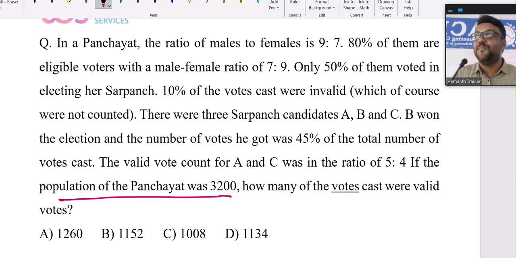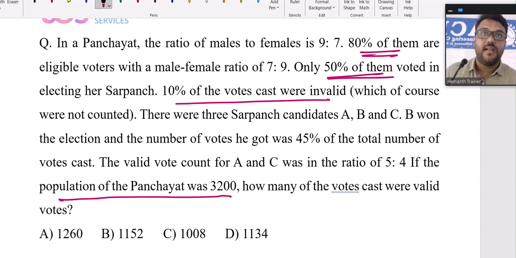That is also important. Some people, to give justice to both parties, may press two buttons, or maybe they are in a good mood, they may move here and there and press things here and there. So it will be a problem. That's what you can observe here. 80% of them are eligible, 50% of them voted, 10% of them are invalid, right?